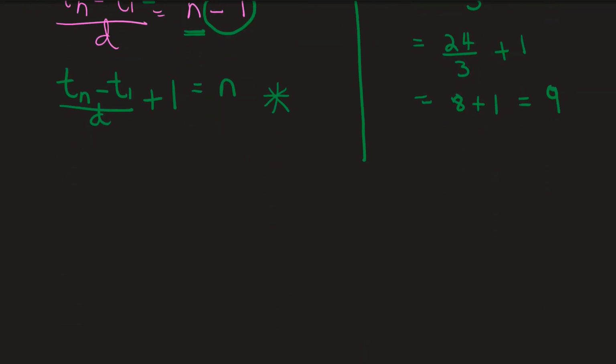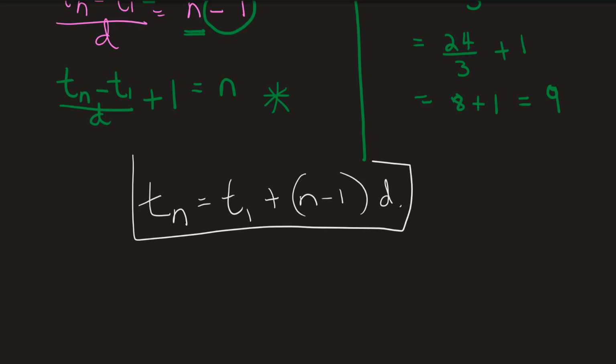Here are 4 styles of questions that make use of this formula Tn is equal to T1 plus n minus 1 d, which is the formula to find any term in an arithmetic sequence.